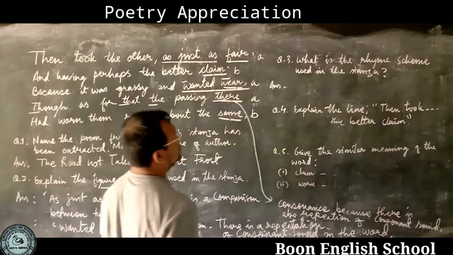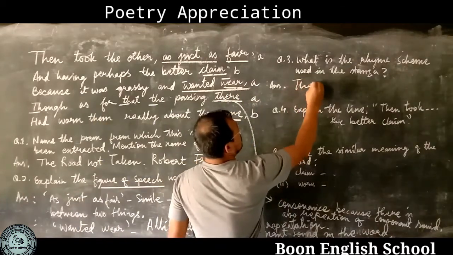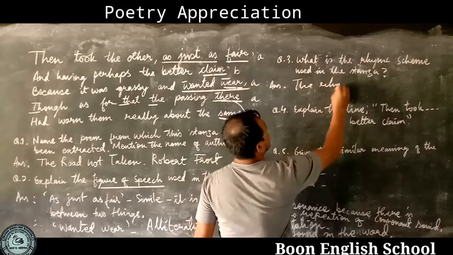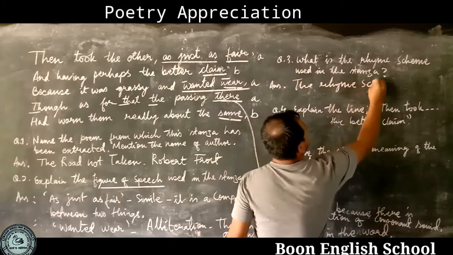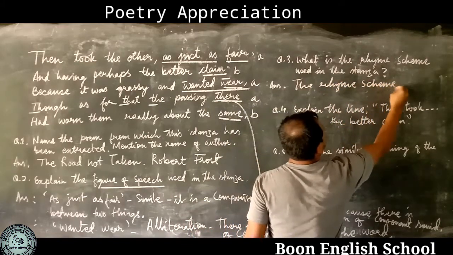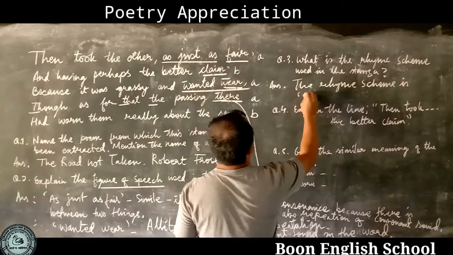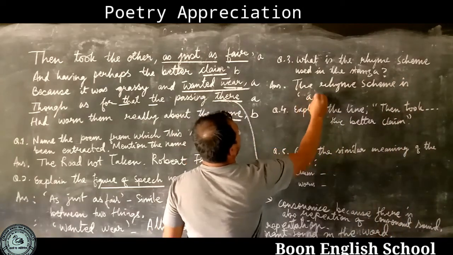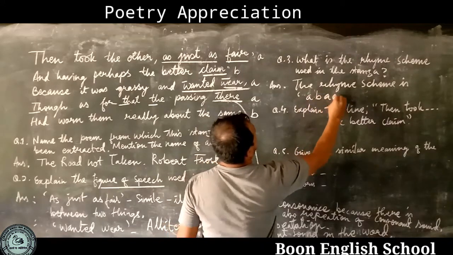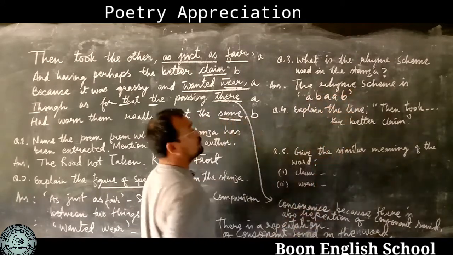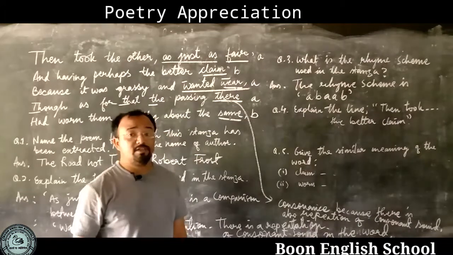So when you write the rhyme scheme, you will just put a single quotation mark, A, B, A, B. So in this way you can find out the rhyme scheme in the poem.